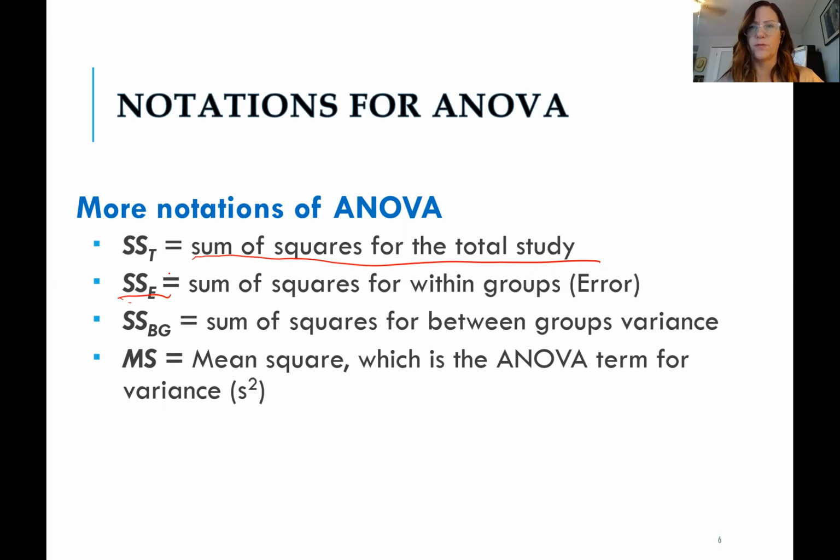Okay, and then there's the sums of squares error, also known as the sums of squares within groups. And we'll talk about how that's calculated. And then there's sums of squares between groups. So there are these 3 different sums of squares that are going to be very important for calculating ANOVA.